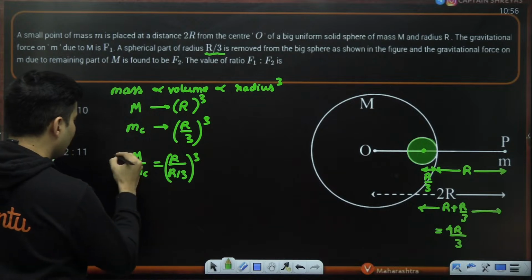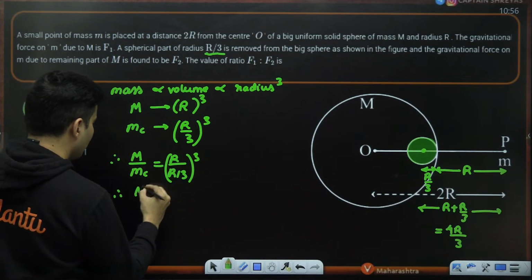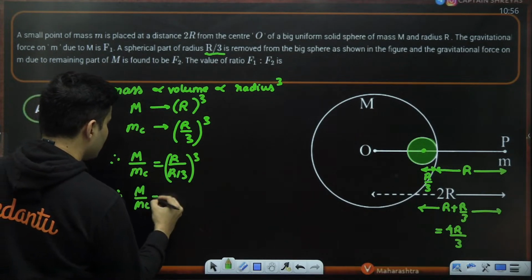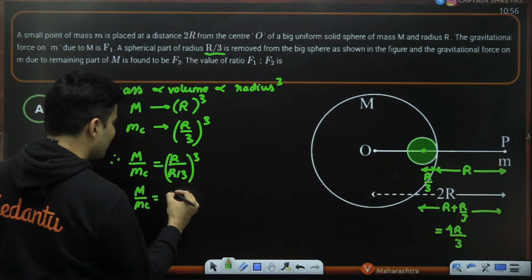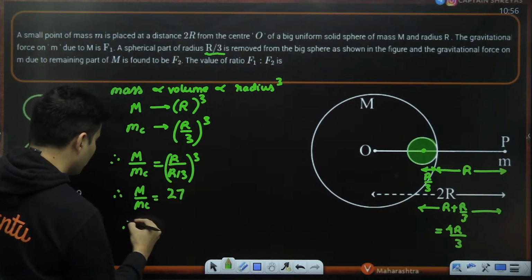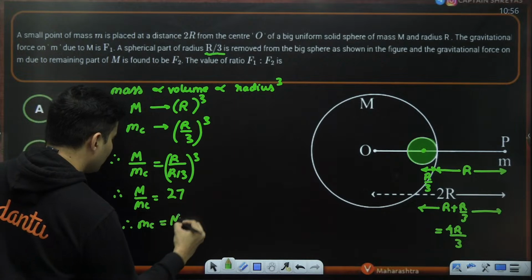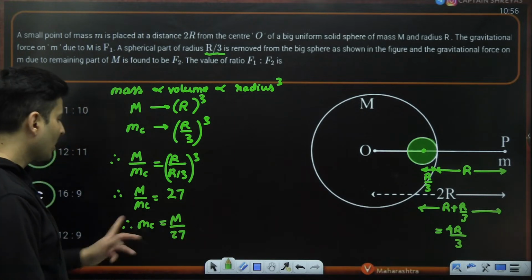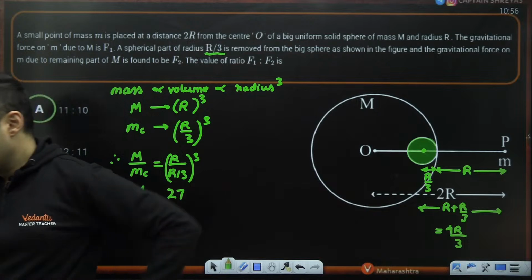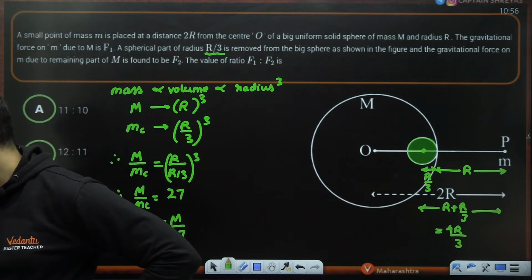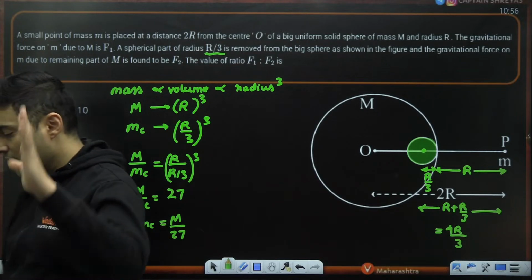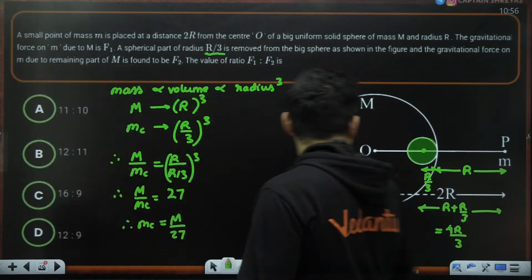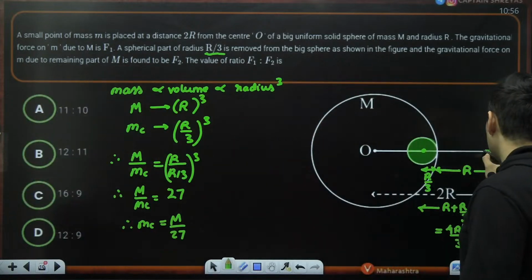So what will this become? Think about it. m by mc is equal to, r cancels, 3 cube is basically 27. So therefore, mass of the cavity will be the total mass divided by 27. Everybody with me till this point? Yes, sir. Perfect.